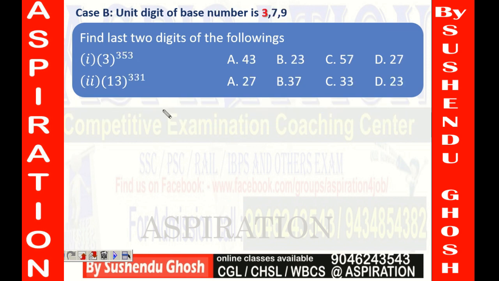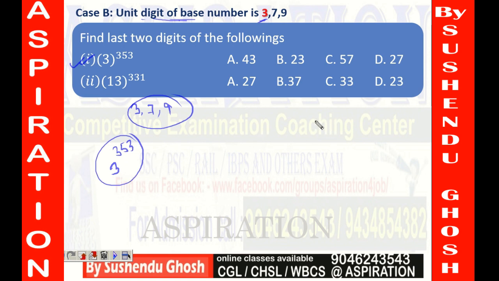Now here case B starts. Case B is talking about whenever you have 3, 7, 9 in the unit place of the base number. In this slide we will discuss whenever you have 3 in the unit place of the base number. So in the first question, it is asking 3 to the power 353.